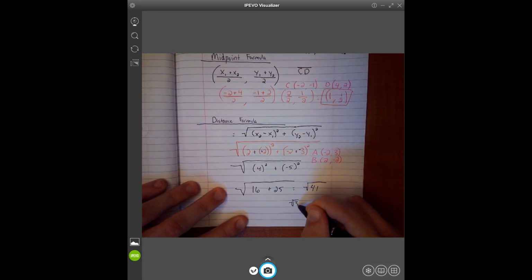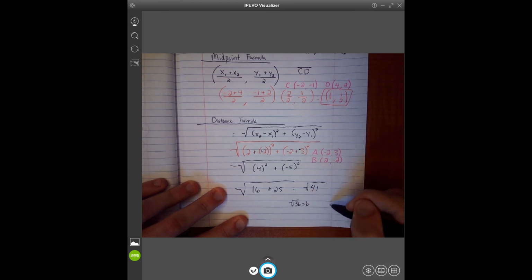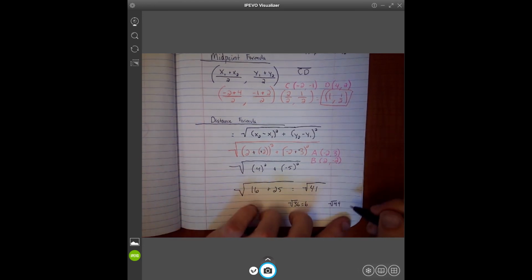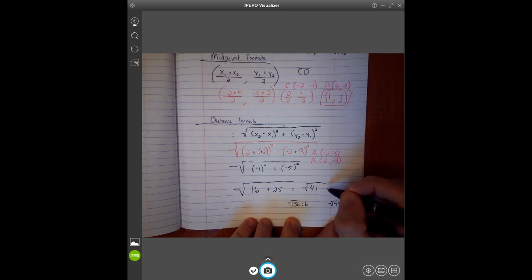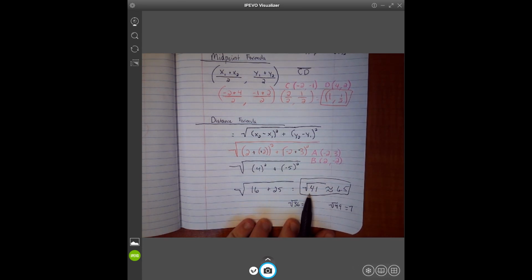I know the square root of 36 is 6, and I know the square root of 49 is 7. So I know this number has to be between 6 and 7, and it's about halfway. So we could say this is about 6.5 if I didn't want to use a calculator. But again, I am more than okay with this square root of 41 answer. Sometimes you're going to get an even number like square root of 36, but this is an acceptable answer.